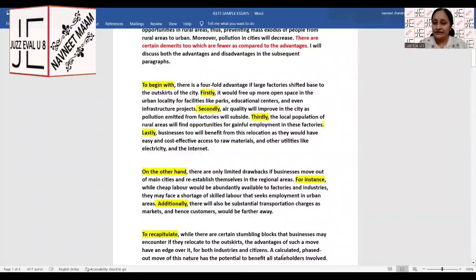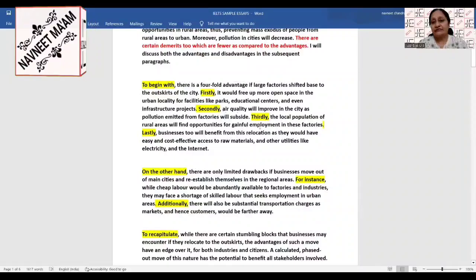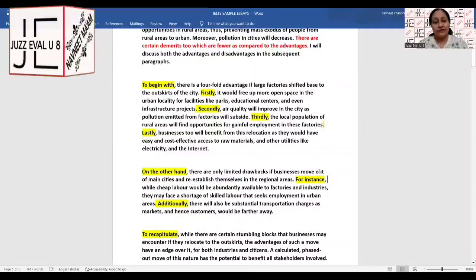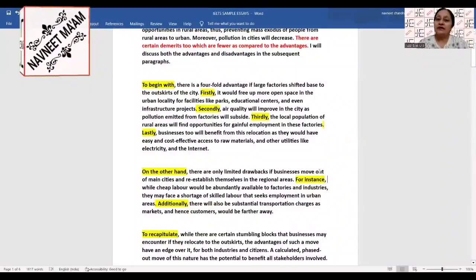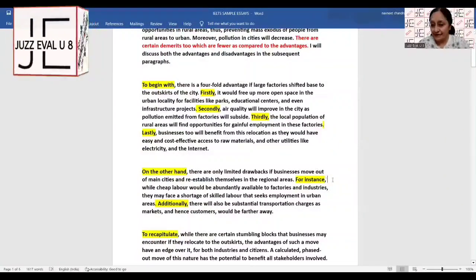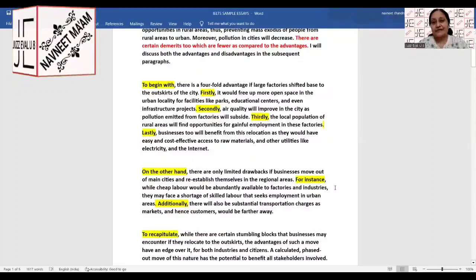So you can read this essay at your leisure. And all these points that I've highlighted, they are all connectors. So you are given marks for using these as well. These are all cohesive devices.